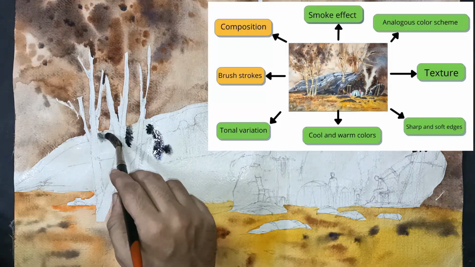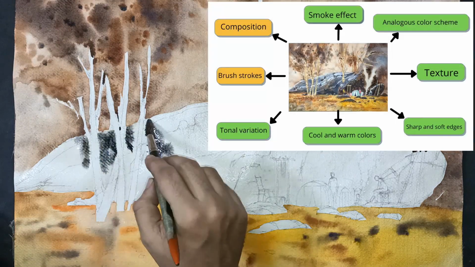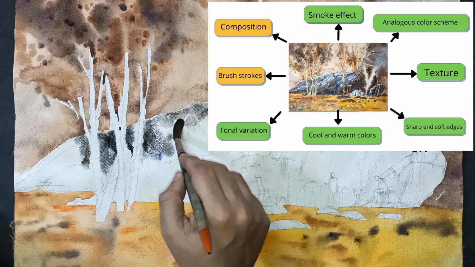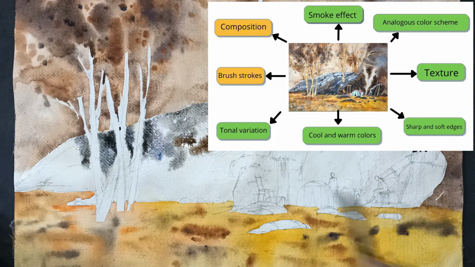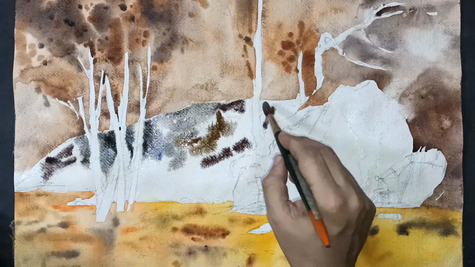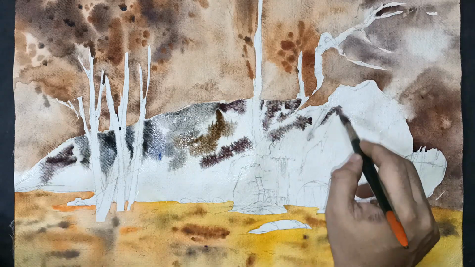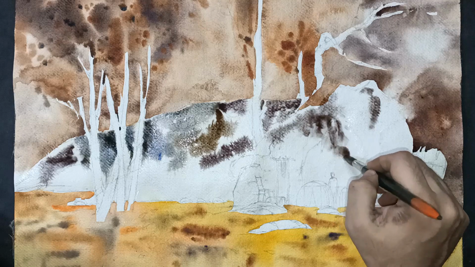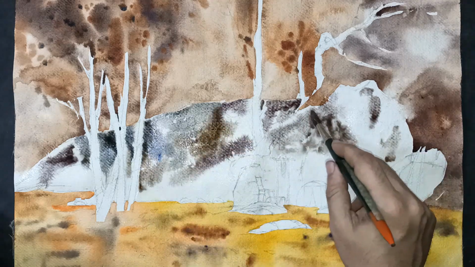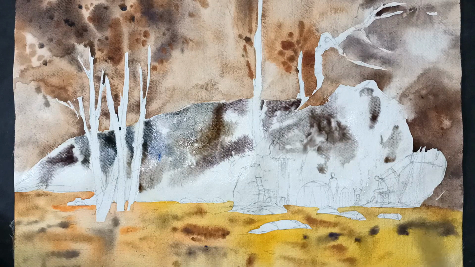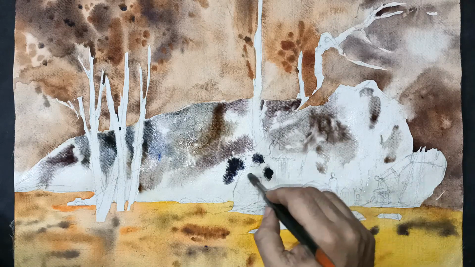Remember this chart? So now we are addressing the point cool and warm colors. We have a bluish gray, a cool color, in the company of really warm browns and yellow. This is a kind of contrast. And remember, any kind of contrast has the power to attract viewers' attention.